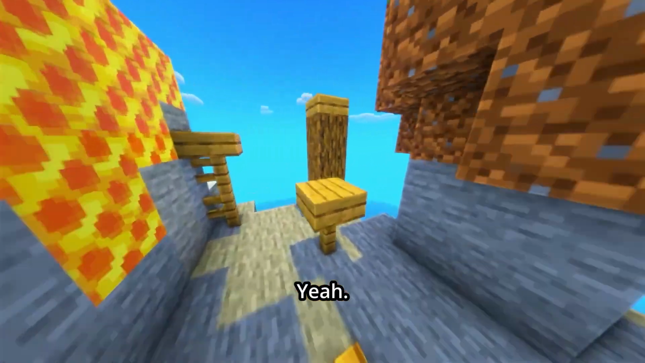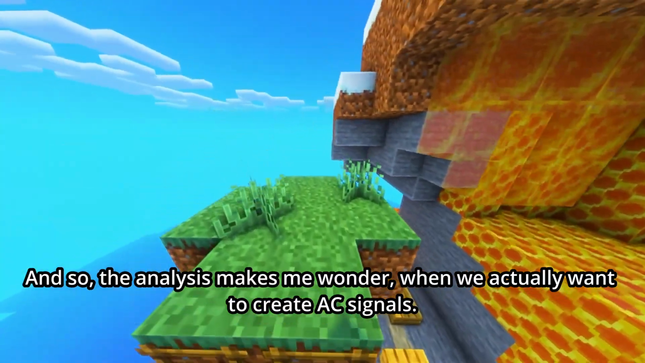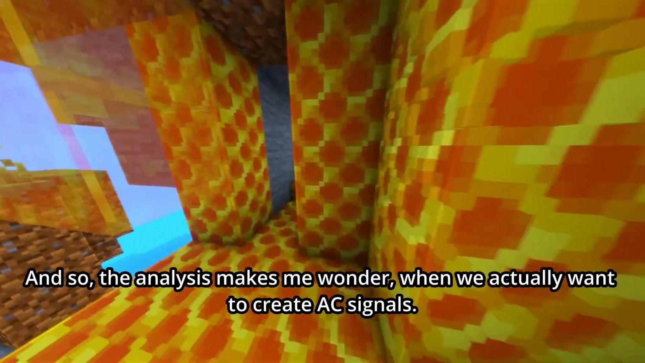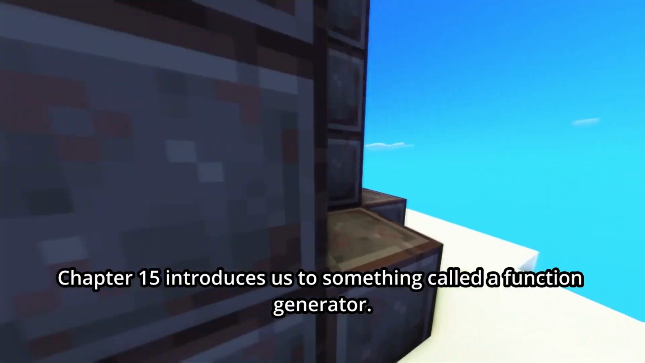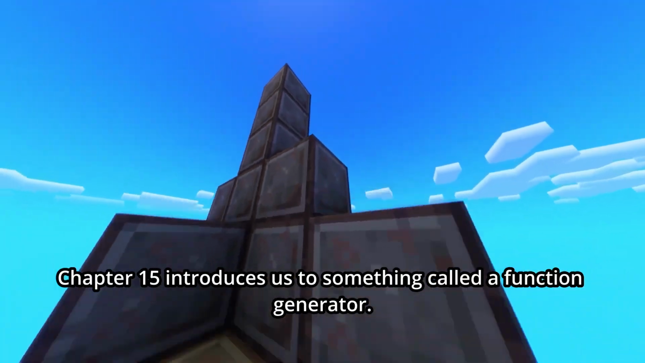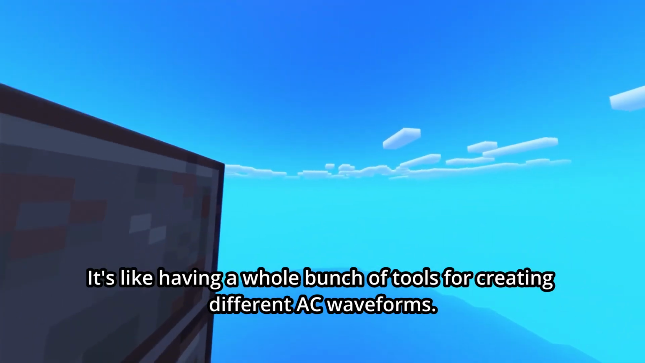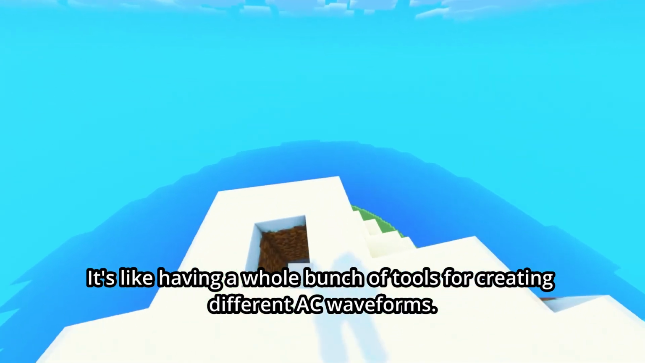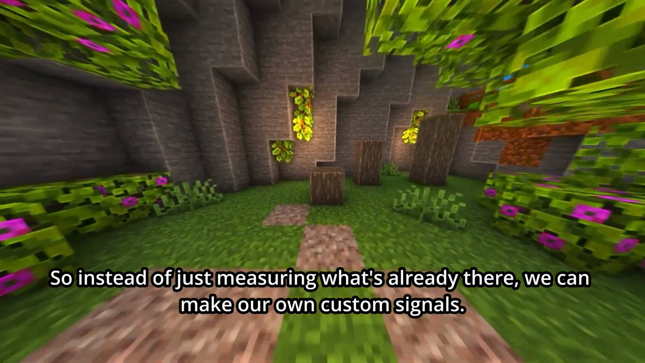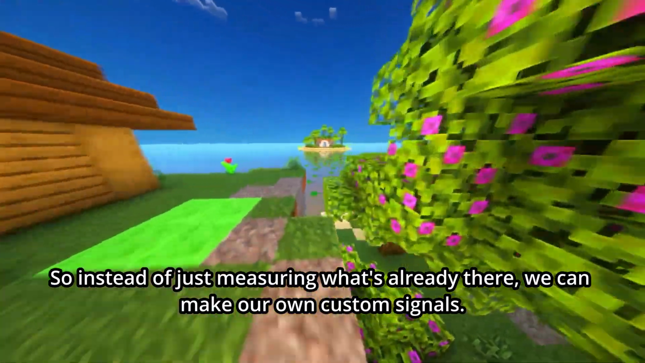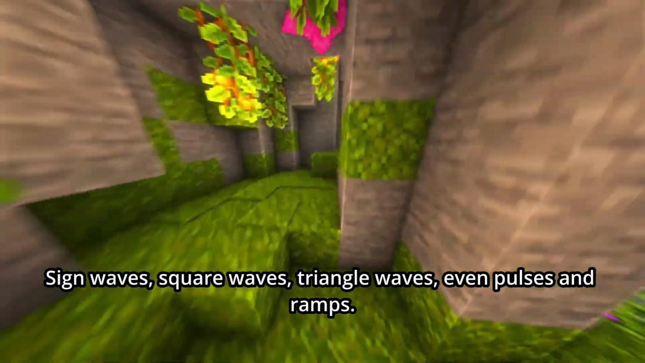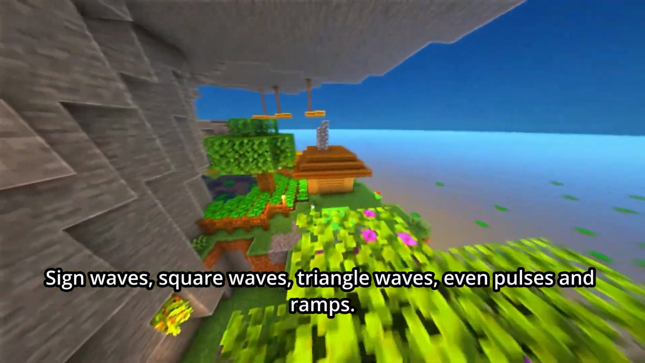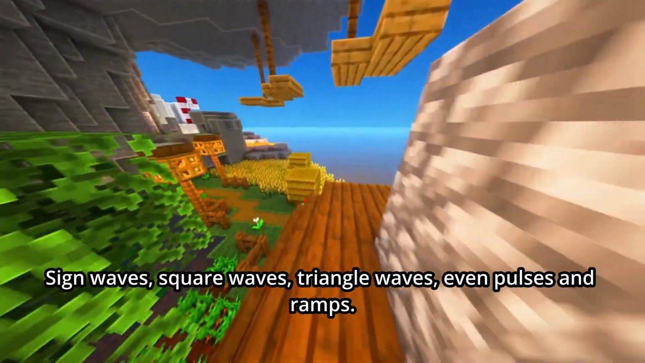But all this talk of analyzing makes me wonder, what about when we actually want to create AC signals? Are there tools for that too? Absolutely. Chapter 15 introduces us to something called a function generator. It's like having a whole bunch of tools for creating different AC waveforms. So instead of just measuring what's already there, we can make our own custom signals. What kind of waveforms can it create? Oh, all sorts. Sine waves, square waves, triangle waves, even pulses and ramps.